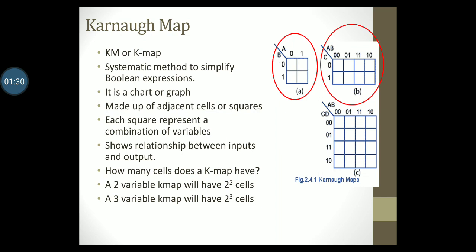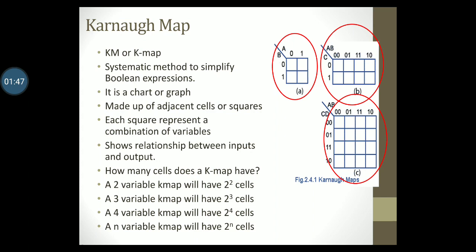On the other hand, a 4-variable K-map will have 2 raised to 4 cells, that is 16 cells. And this is what a 4-variable K-map looks like. From this, we can infer that if we want to draw an n-variable K-map, then we will have 2 raised to n cells.